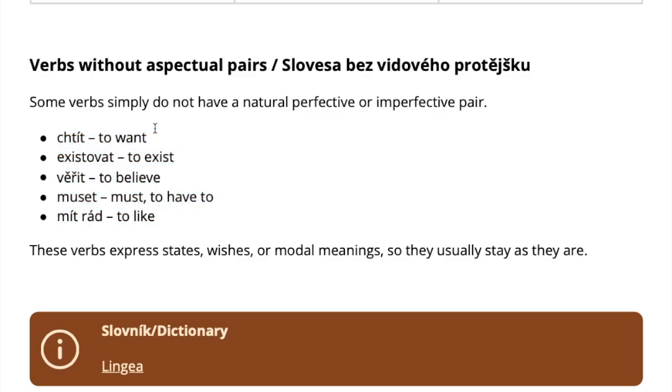If you think about what I have just told you about the difference between perfective and imperfective, how could I start wanting something, stop wanting something, or be wanting something? It's just not possible. Just like with many other modal verbs. Mít rád, to like. So these verbs don't have aspectual pairs.